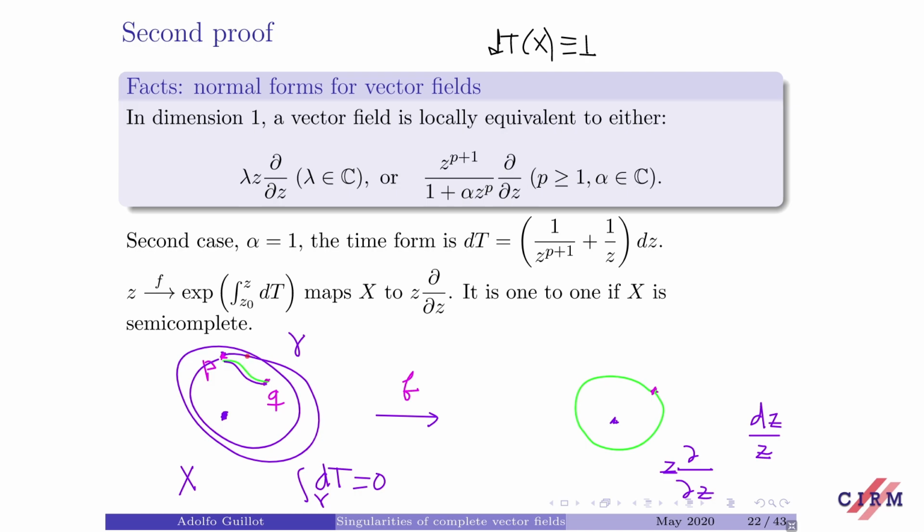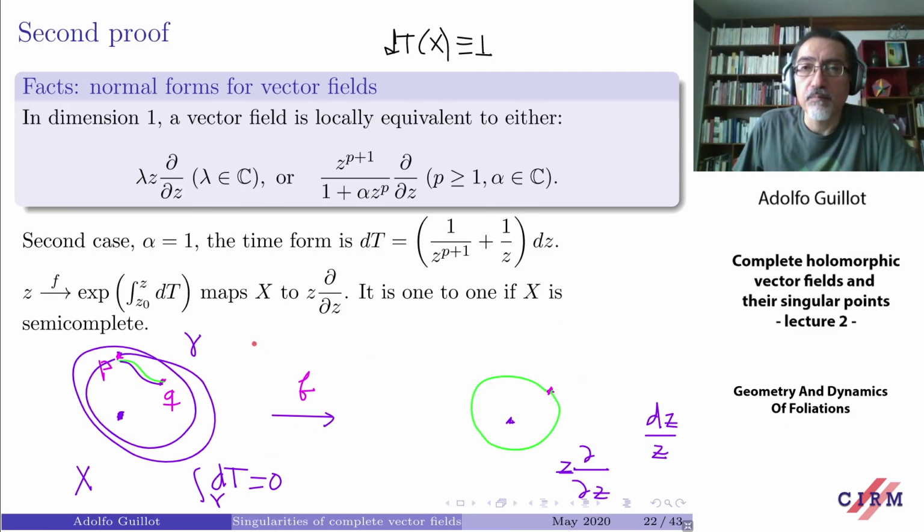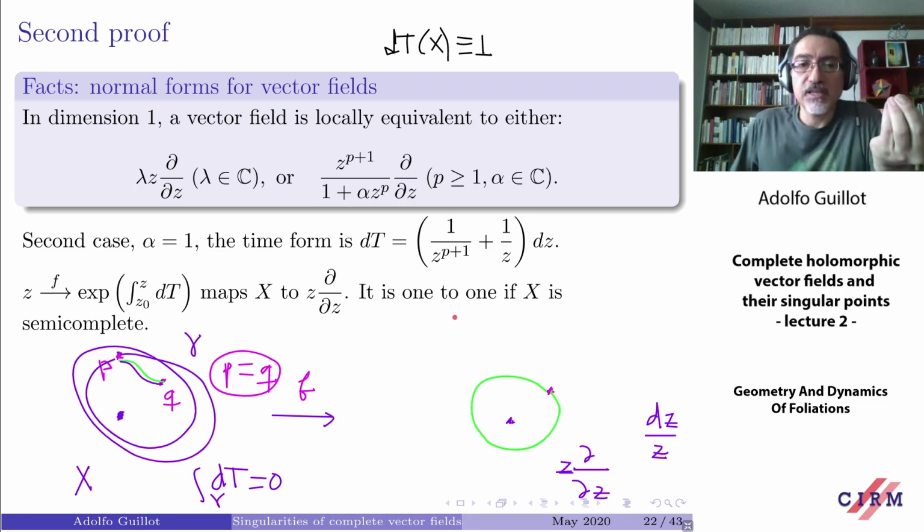So since my vector field is semi-complete, this is my fourth condition, this integral, and this integral is 0, then P must be equal to Q. Because otherwise... this implies that P equals Q, under the hypothesis that my vector field is semi-complete. Good. So my function F that I wrote here is one-to-one, but this tells you that it extends. It does not have an essential singularity at 0.